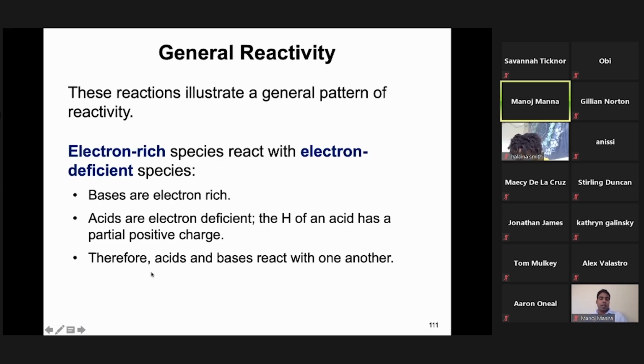So the general pattern is that bases are electron-rich. What I said, we learned acid-base. Now, if you have an electron-rich species, that will act as a base because it can donate electrons to make a bond with the H plus. That's why electron-rich species are bases and electron-deficient species are acids. So acids are electron-deficient and bases are electron-rich. This is a general concept.